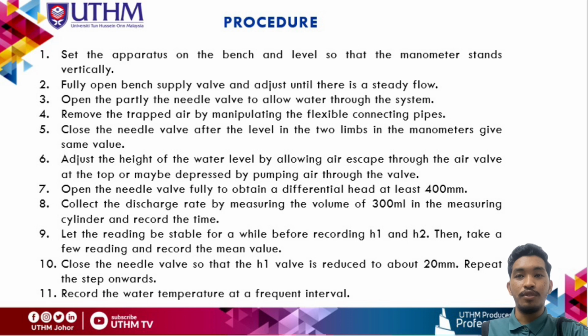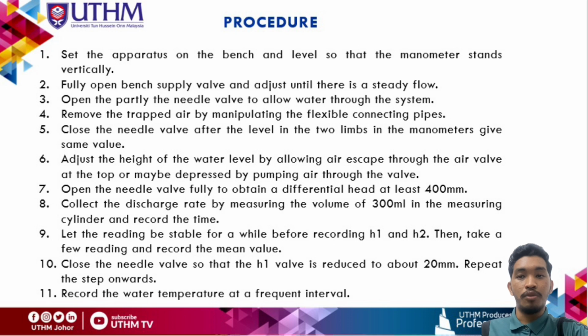Fourth, remove the trapped air by manipulating the flexible connecting pipe. Fifth, close the needle valve after the levels in the two lines in the manometer give the same value. Sixth, adjust the height of the water level by allowing air to escape through the air valve at the top, or by pumping air through the valve.